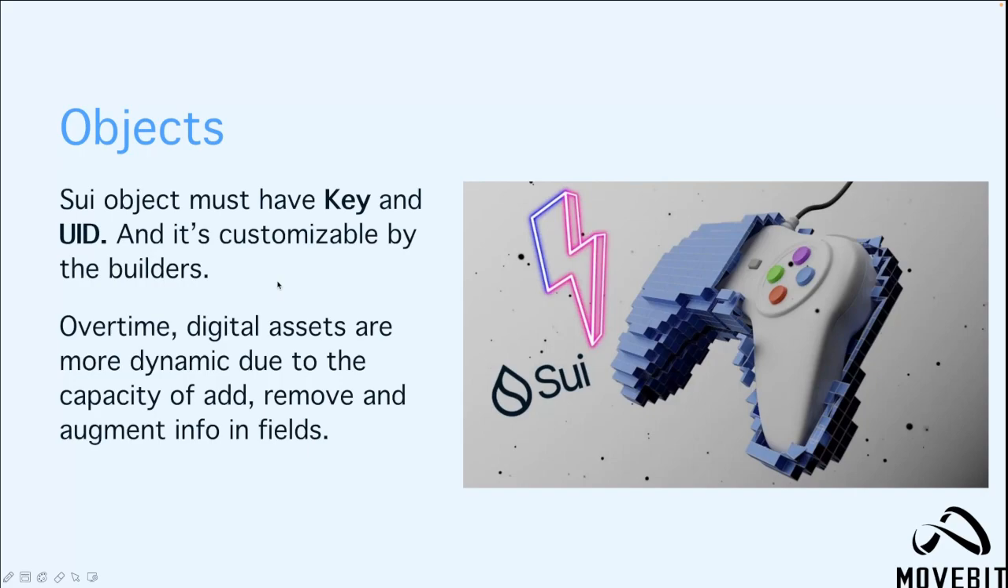The ability to add, remove, and augment the information in fields over time allows digital assets on SWE to be dynamic, rather than static as they are on other blockchains. Information about the asset can accumulate over time, adding value, context, and utility.